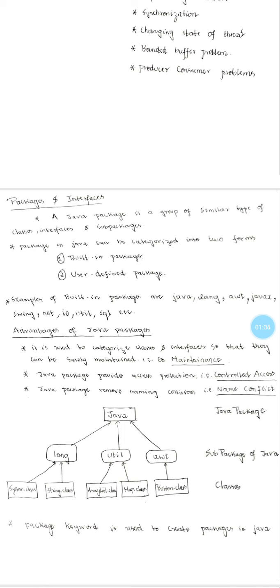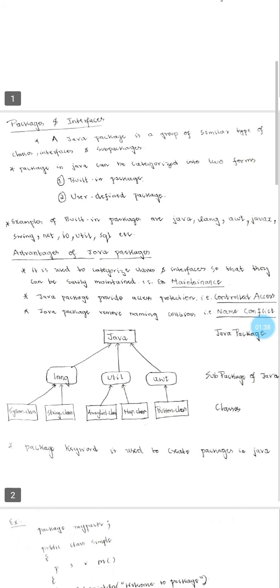Now a Java package is a group of similar type of classes, interfaces and sub packages. So that means within a package we can declare a group of similar type of classes and interfaces and sub packages. Packages are categorized into two forms, that is built-in package and user-defined package. Examples of built-in packages are java.lang, AWT, javax.swing, net, io, util, sql, etc.